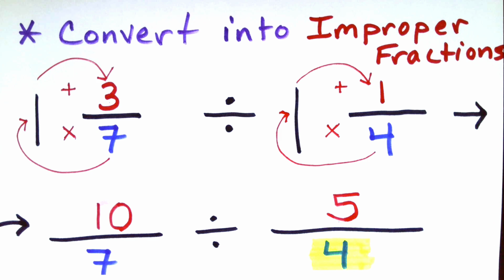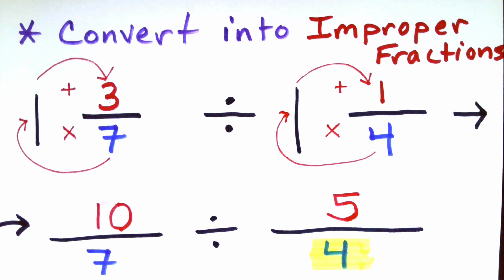In converting these mixed numbers into improper fractions, we take the denominator and multiply it times the whole number. The answer to a multiplication problem is called a product. Whatever product we get, we add to the numerator. 7 times 1 is 7, plus 3 is 10. So our new improper fraction is 10 over the original denominator 7, divided by 4 times 1 is 4, plus 1 is 5, over the original denominator of 4.